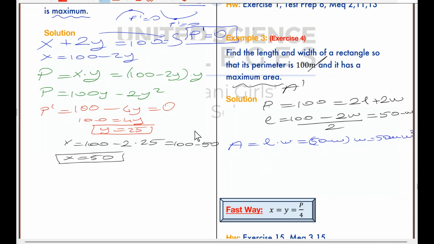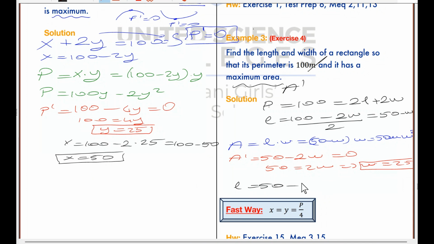Now, the next step would be taking the derivative of area. So A prime equals 50 minus 2W, which is supposed to be 0. 2W to the other side, so width is equal to 25. What about the length? By putting this width in the length formula, we will find the length. 50 minus width, which is 25, also 25. So our length is 25, width is 25.